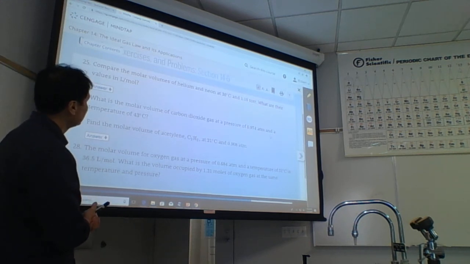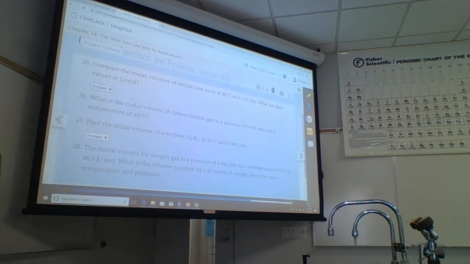Compare the molar volumes of helium and neon at 30 degrees C and 1.10 torr. So you have two choices for molar volume. For molar volume, you can memorize it. If you memorize it, you know, this is not a bad equation to memorize. Molar volume is equal to RT over P.